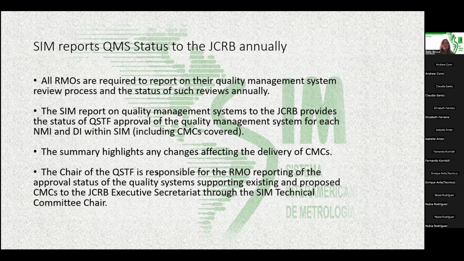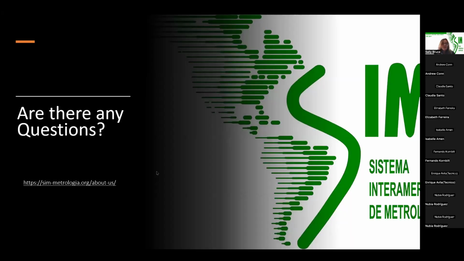The chair is responsible for the RMO reporting of the approval status of the quality systems, supporting existing and proposed CMCs to the JCRB Executive Secretariat. And this is done, I report through the CIM Technical Committee Chair, as they are typically the head of the delegation to the JCRB. So there's a combined report that CIM has, and there's a portion of it regarding the quality management systems implementations from all the NMIs and DIs within CIM. Are there any questions?